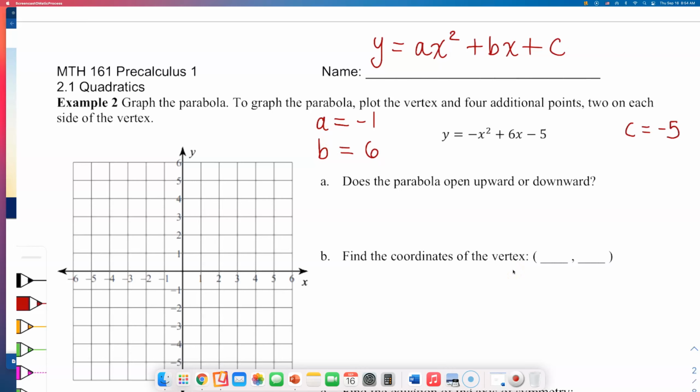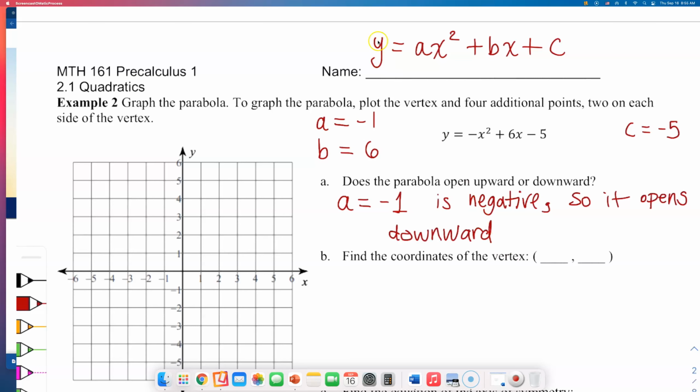Now, first of all, does the parabola open upward or downward? What do you think? Leading coefficient a is -1, is negative. So it opens downward.